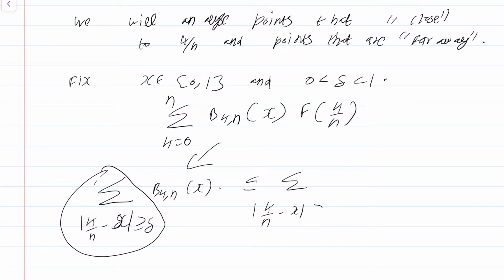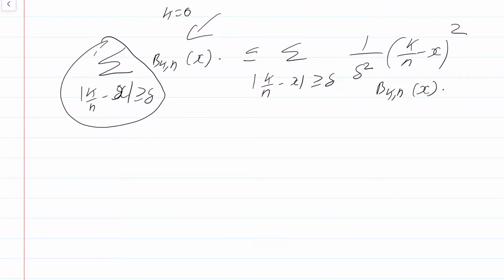(1/delta^2)(k/n - x)^2 b_{k,n}(x). What we have essentially done is multiplied by (k/n - x)^2, which we know is greater than or equal to delta^2, and divided by delta^2. So in essence we are multiplying each term b_{k,n}(x) by a quantity that is greater than or equal to 1. So this is certainly going to be less than or equal to. Now we have to estimate. This is essentially just a trick.